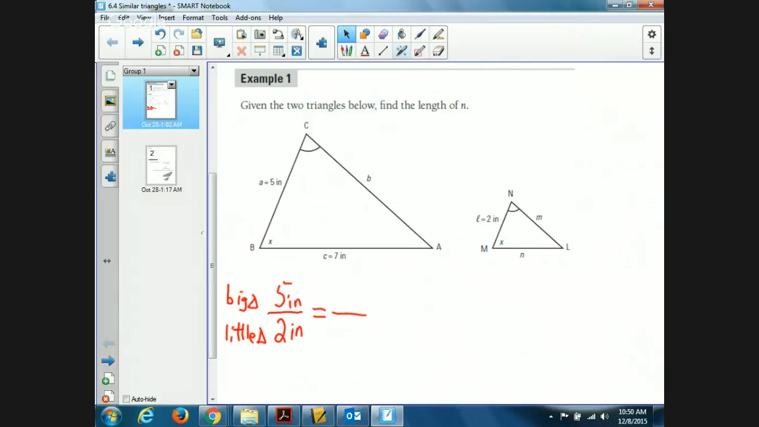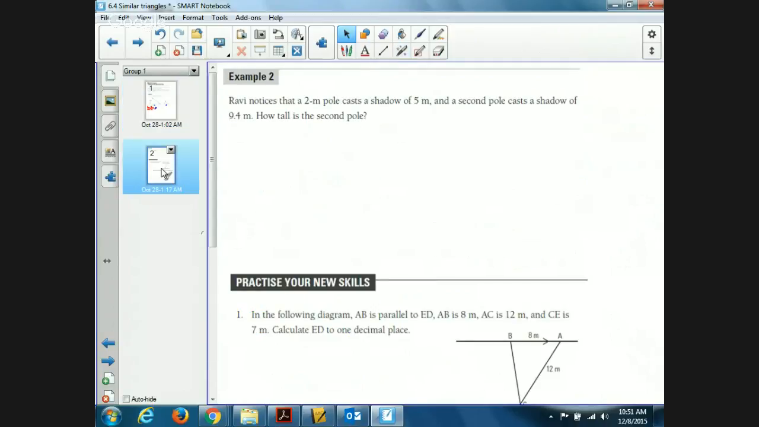Now we want to find the length of N. N is this one, and that is just like the 7. Where do we put it? I underlined which ones we're looking at. Where does the 7 go, on the top or the bottom? Top, because that's the big triangle, right? The 7 inches is just like the N on the small triangle. You guys know how to solve this, and you're going to, after I stop recording, because I want to make it quick here.